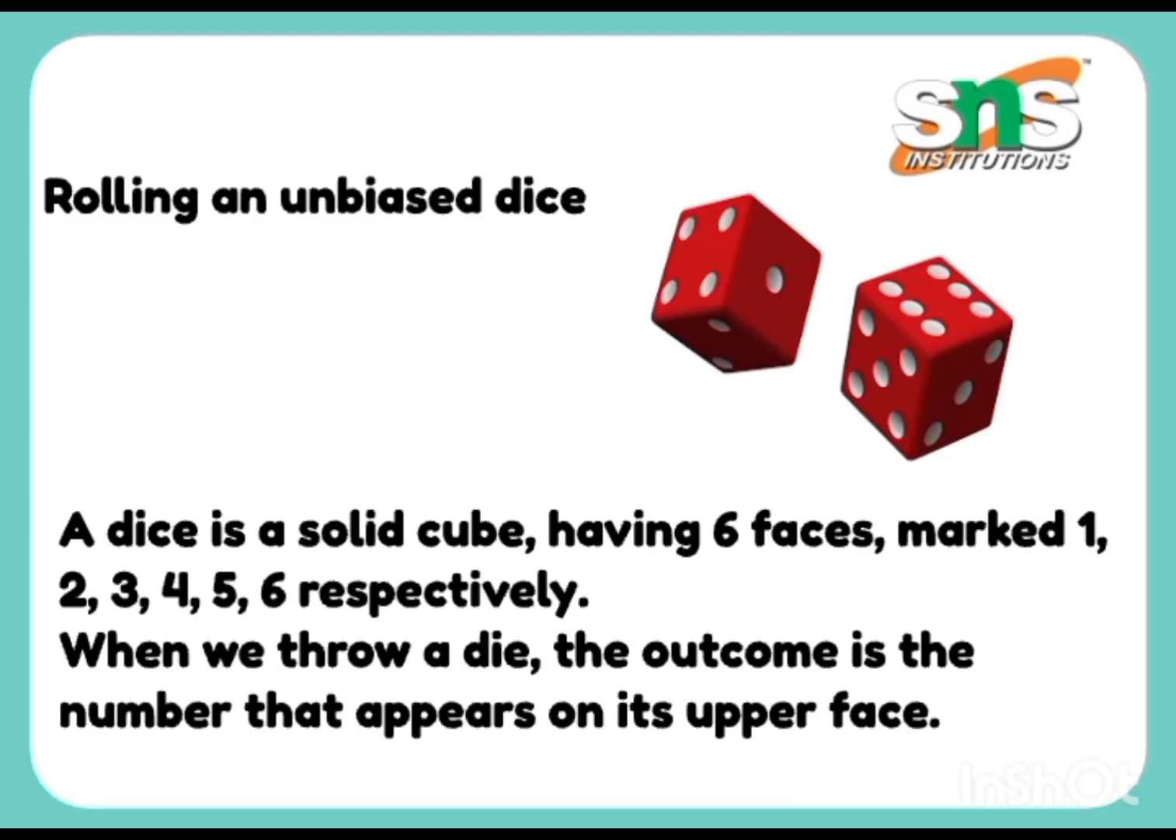Now, for example, a random experiment is the rolling of an unbiased dice. When you have a dice and you roll it, you know all the outcomes: 1, 2, 3, 4, 5, and 6. All these are the outcomes you're going to get. When we throw, the number that appears on its upper face will be the outcome. But you will not know until the dice stops. You don't know what the exact outcome is. So this is a random experiment.